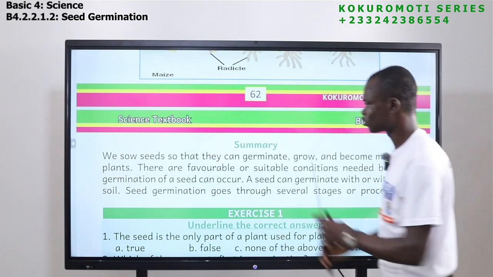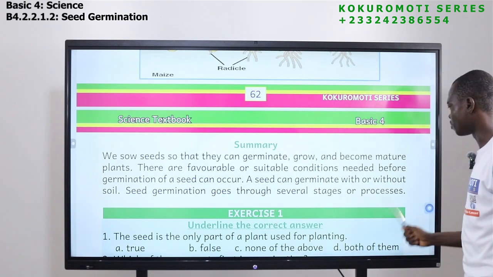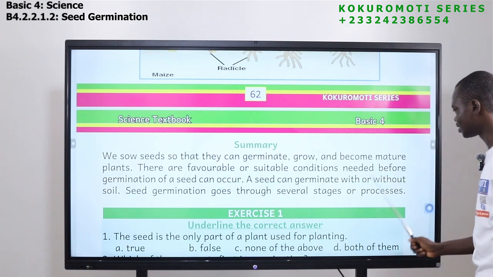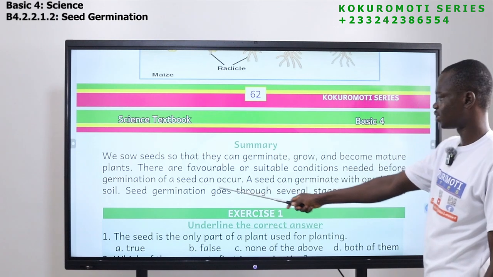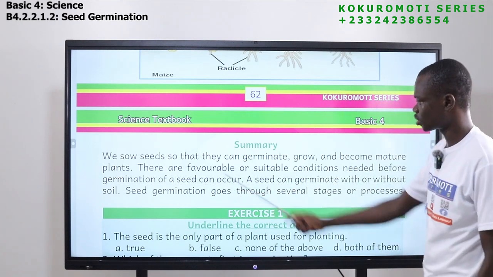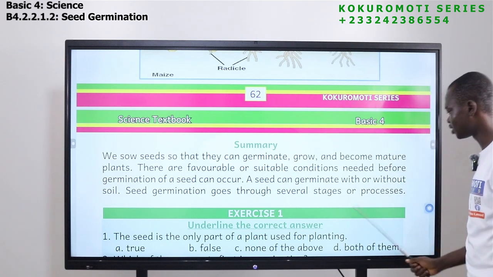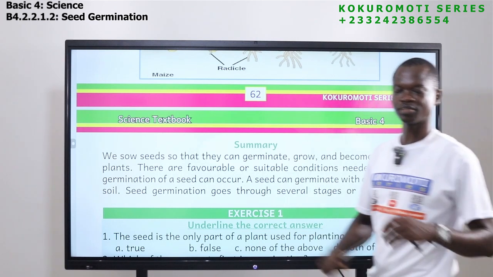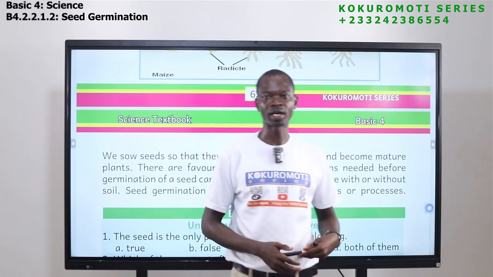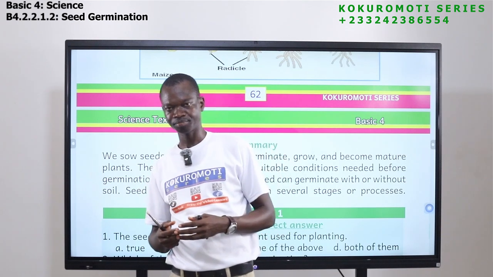So we are bringing our lesson to a close. We sow seeds so that they can germinate, grow, and become mature plants. There are favorable or suitable conditions needed before germination of a seed can occur. A seed can germinate with or without soil. Seed germination goes through several stages or processes. So that is what we have learned today. We have learned about seed germination, where a young plant comes out of a seed.